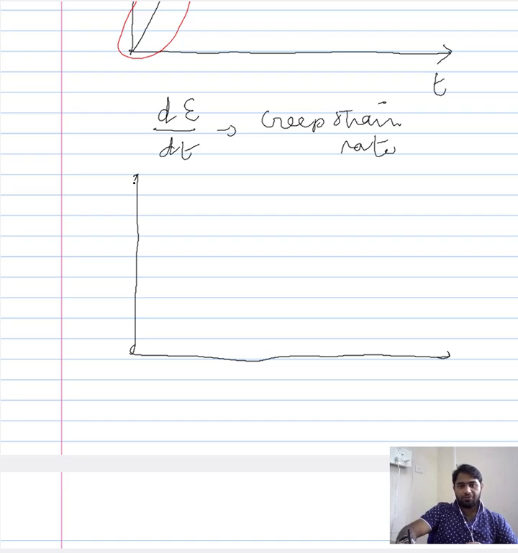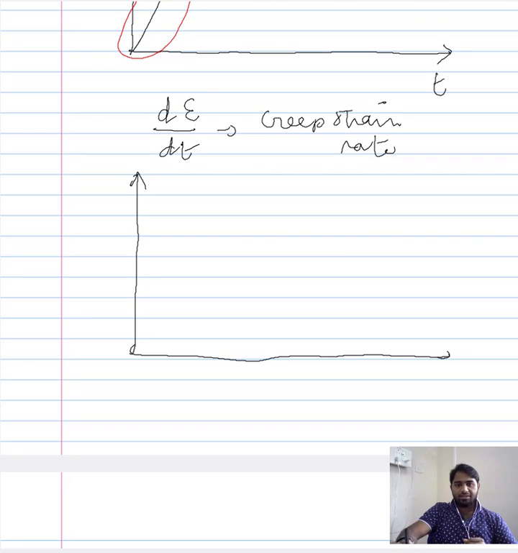So let us try to graphically represent how the creep rate, or the creep strain rate, changes over the period of time during our creep testing. Because using this, we were able to categorize the different stages of the creep. Using the creep strain rate, we categorize the different stages of creep. Now let us see how one can graphically represent this slope, or this creep rate of the curve.